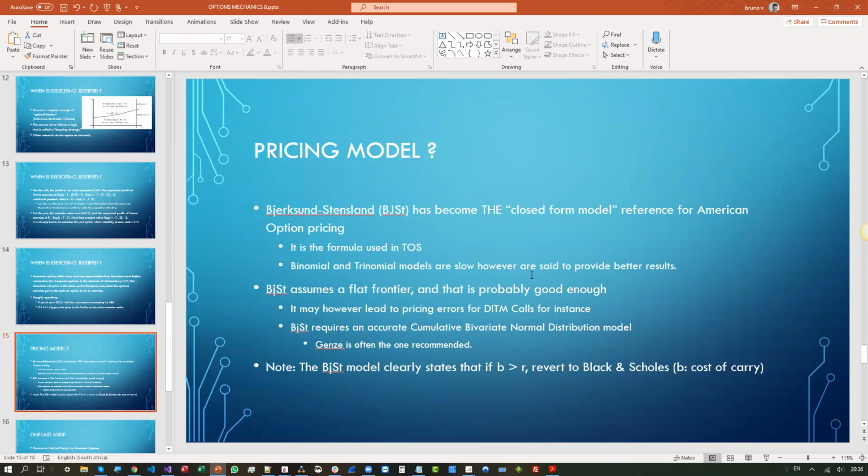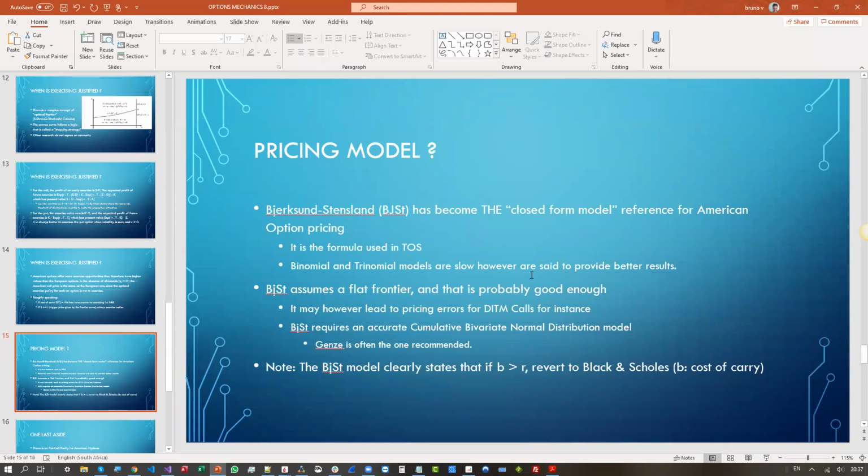So what pricing model are we going to be using? I mentioned several times Bjerksund-Stensland, and now I'm getting used to that funny name. The good thing is that it's a closed form model. It's a simple equation, or simple enough. And it's quite easy to calculate Greeks. And again, in most cases, the Greeks are exactly the same as with Black-Scholes.